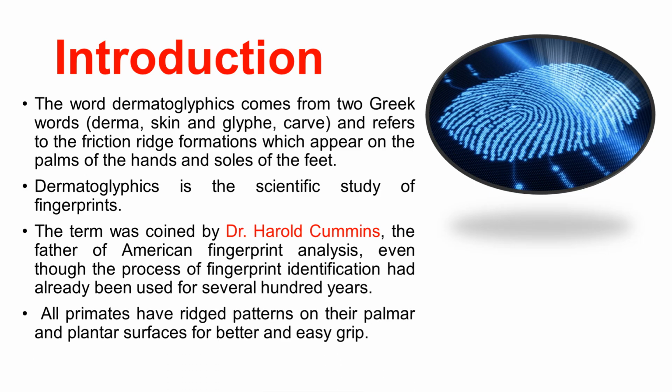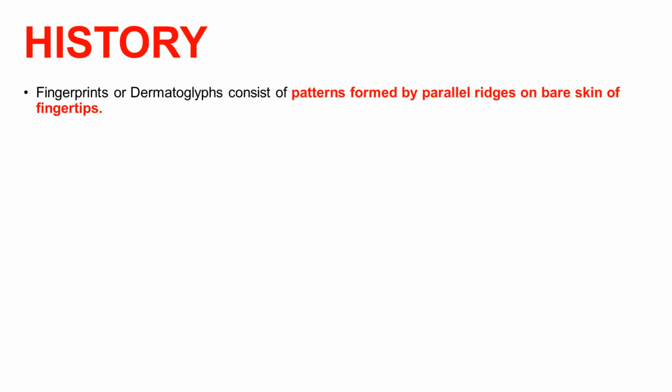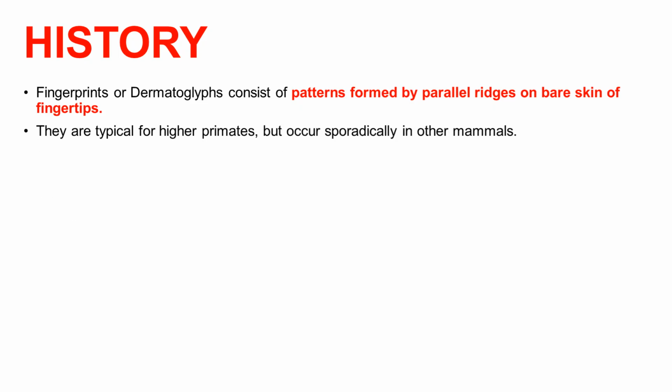All primates have ridged patterns on their palmar and plantar surfaces for better and easy grip. History. Fingerprints or dermatoglyphs consist of patterns formed by parallel ridges on bare skin of fingertips. They are typical for higher primates, but occur sporadically in other mammals.